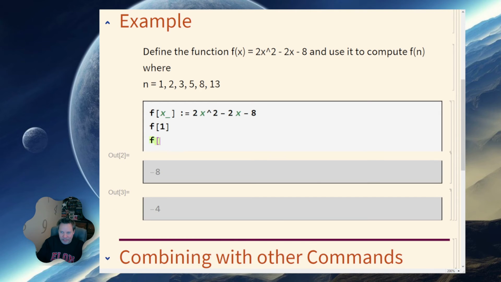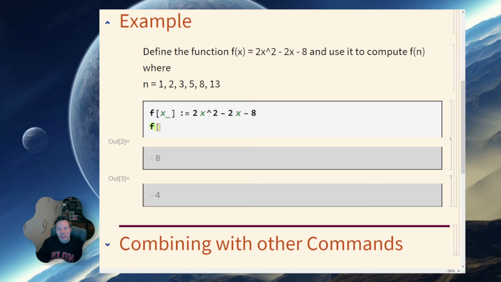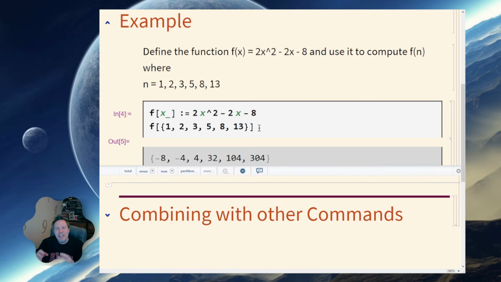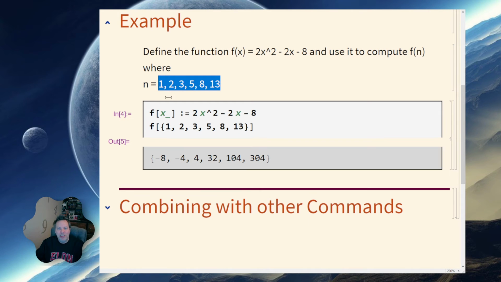So I already told you how to define a function. Now I want to show you how to use it. So what I can do is I can type in an entire list of numbers. And when I say a list of numbers, that's curly braces. So this is my list of numbers. What this allows me to do is allows me to evaluate every single one of these in one line. And that's so helpful. So I don't have to type in a lot of stuff to answer a lot of these questions.